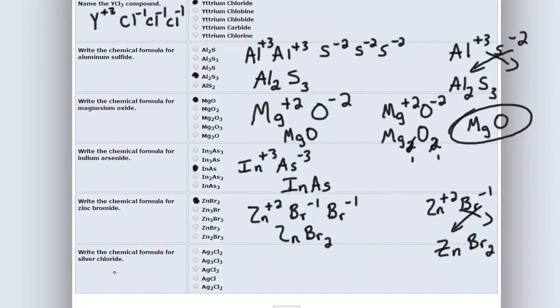So, last one. Write the chemical formula for silver chloride. Well, silver is Ag, and it's a +1, and chloride is a -1, so the formula for silver chloride is AgCl.